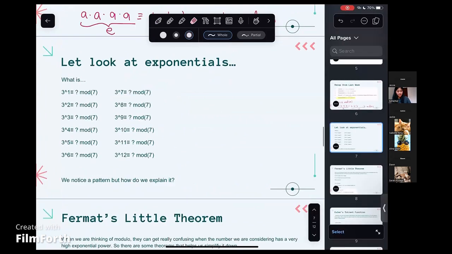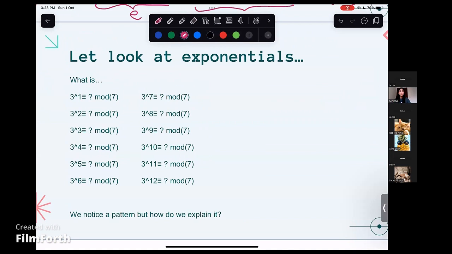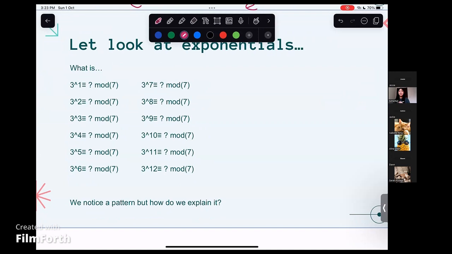Okay, so let's look at some exponentials in the mod system. Can anyone tell me, really fast, we'll run through the answers for these, right? What is 3 to the power of 1 in mod 7? This should just be really quick. Yeah. Okay, so this is 3. What about the next one, 3 to the power of 2? 2, yep, okay. 3 to the power of 3. Yep, 6.